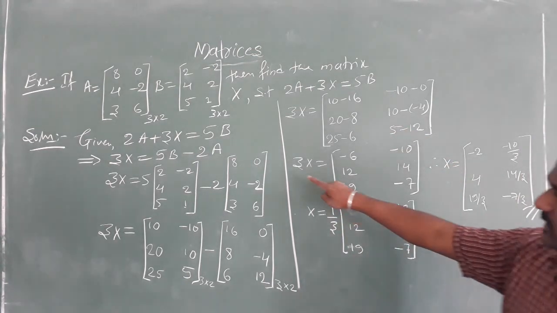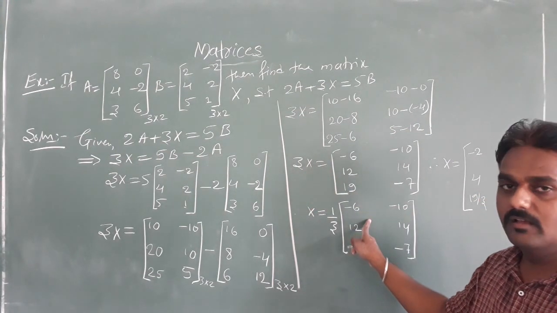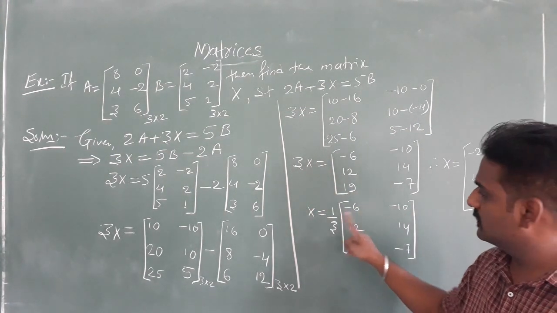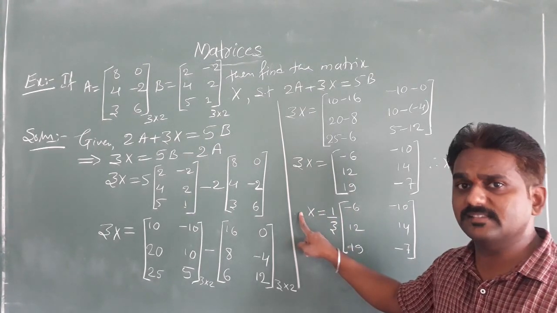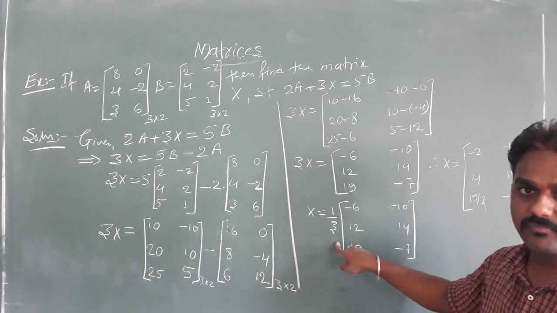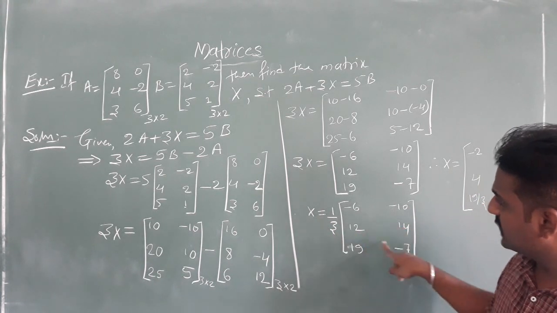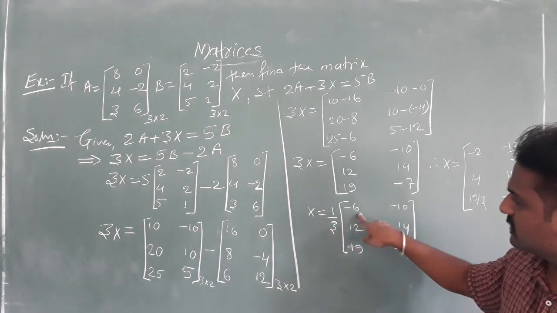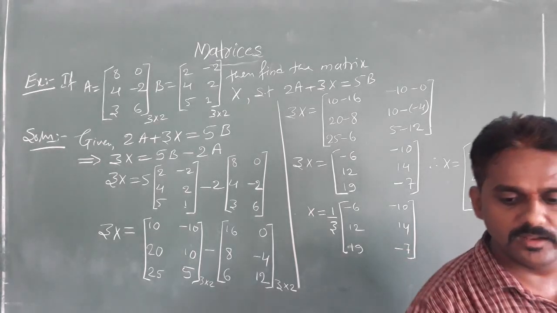Okay, so students, here 3X is there. So just multiply this matrix by 1 by 3, and it becomes X. Okay, so scalar multiplication of a matrix: k into each element. 1 by 3 is there, no? So it becomes dividing each element by 3. Okay, note it down, students.